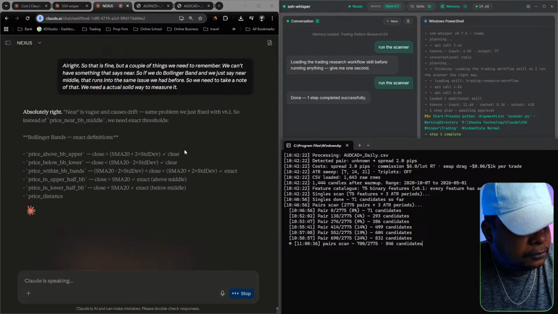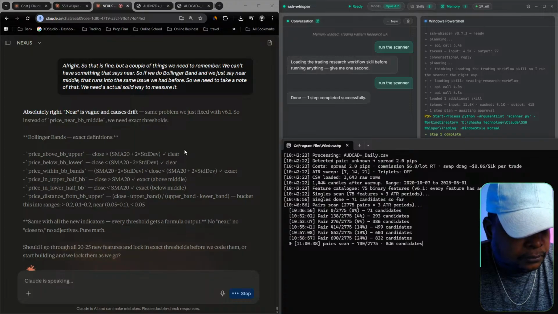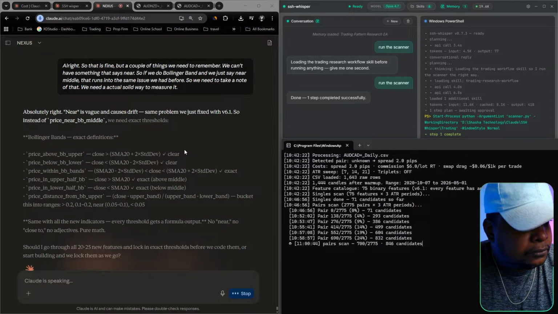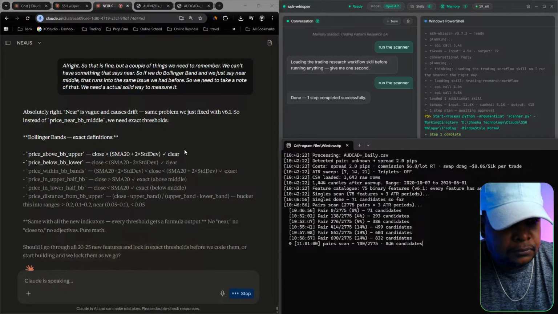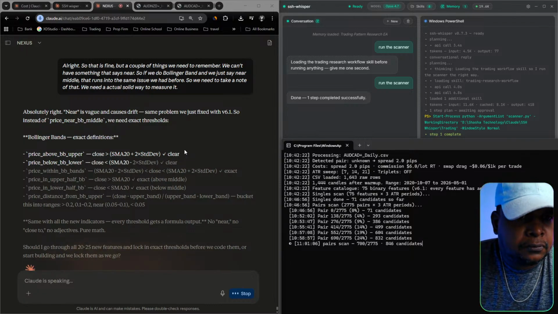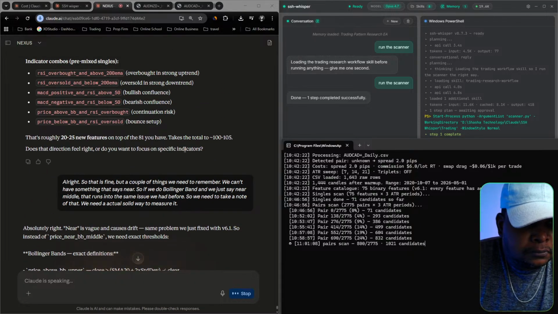Absolutely right. Near is vague and causes drift. Same problem we just fixed with V6.1. So instead of price near BB middle, we need exact thresholds. Bollinger Bands, exact definitions. Price above BB upper: close above SMA 20 plus 2x standard deviation, clear. Price below BB lower: close below SMA 20 minus 2x standard deviation, clear.